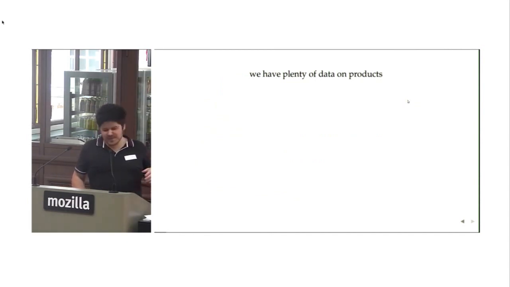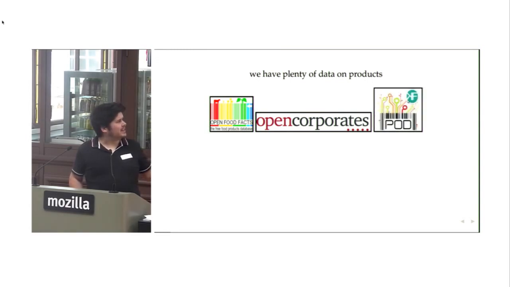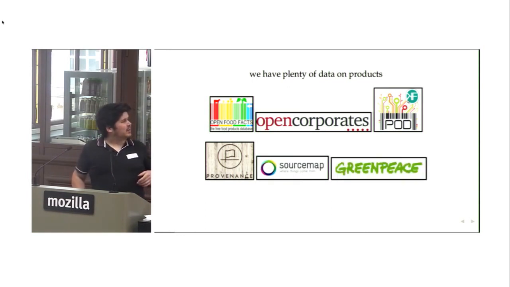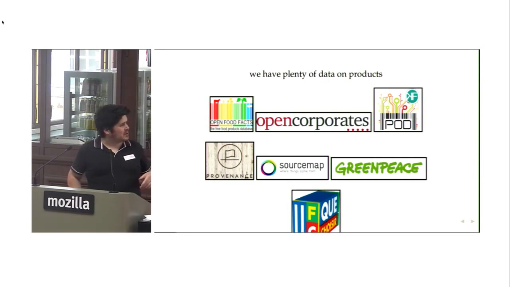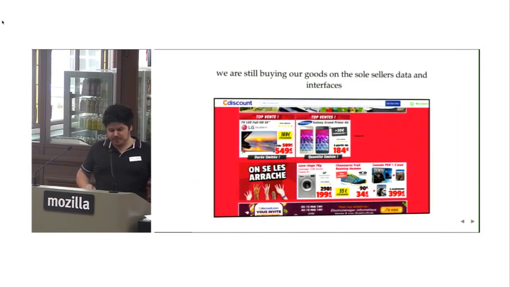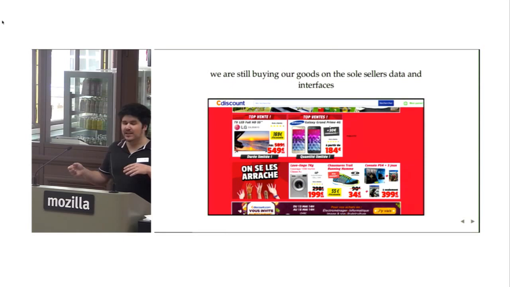So we have plenty of data on products coming from Open Food Facts, things like OpenCorporates, Product Open Data, Provenance, Source Map, Greenpeace. We have plenty of data on products. But meanwhile, advertisement is still more efficient at selling than having a good product. And we are still buying our goods on the sole sellers' data and interfaces.